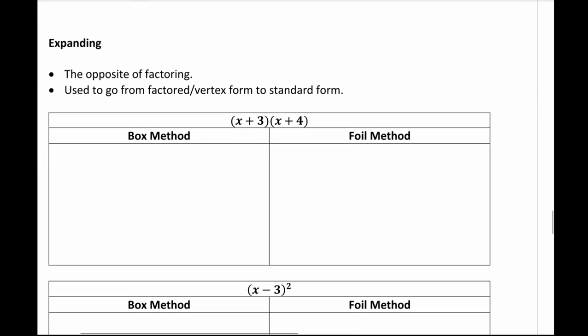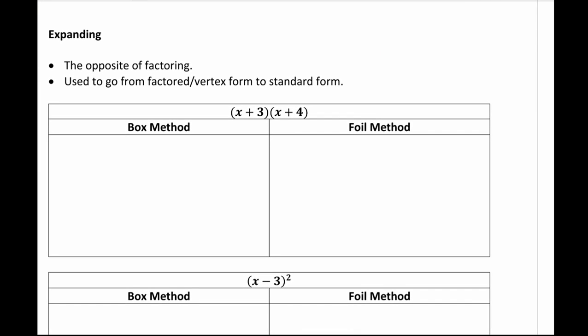What we're going to look at now is expanding. Expanding is the opposite of factoring, and it's used to go from factored or vertex form to standard form. There's two different methods that we talked about. Whichever way you choose to do it is up to you. I'm going to show you both methods.